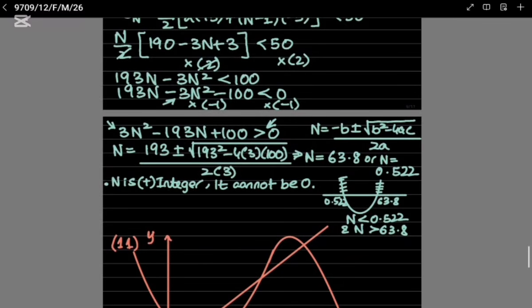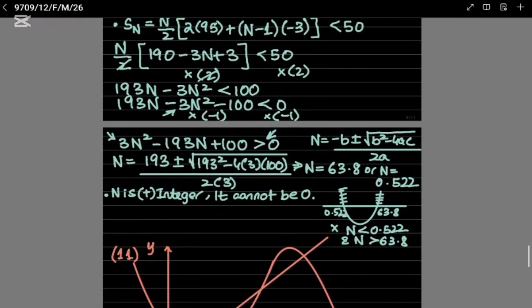So is there any integer that comes before 0.522, less than 0.522? Yes, there is. 0 is an integer, but we said that n cannot be 0. So this does not satisfy, and we do not get anything from there. Now n greater than 63.8. What is an integer that comes directly after 63.8? It is 64. n is equal to 64.